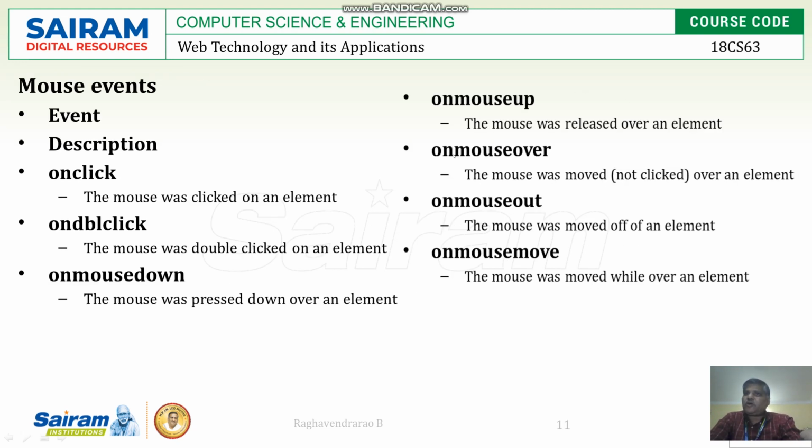Then there is onmouseover. When you move the pointer over a particular box or element, the action is triggered, and whatever you write in that action gets executed. It is not a click, it is onmouseover. Then onmouseout is moving out of that particular element. You can see all these with examples. Then onmousemove, which is for things like select operations. These are the mouse events.